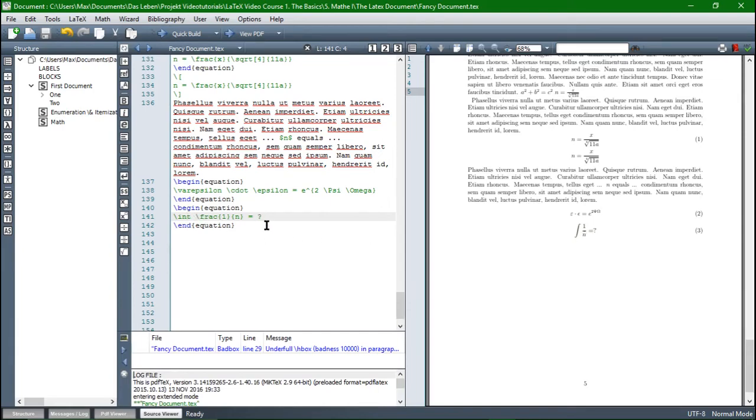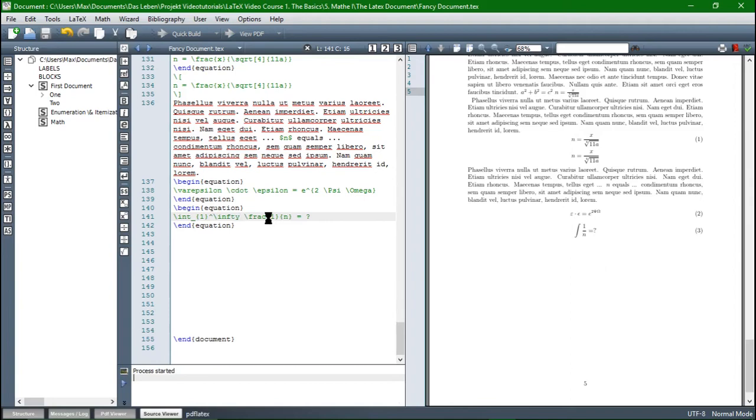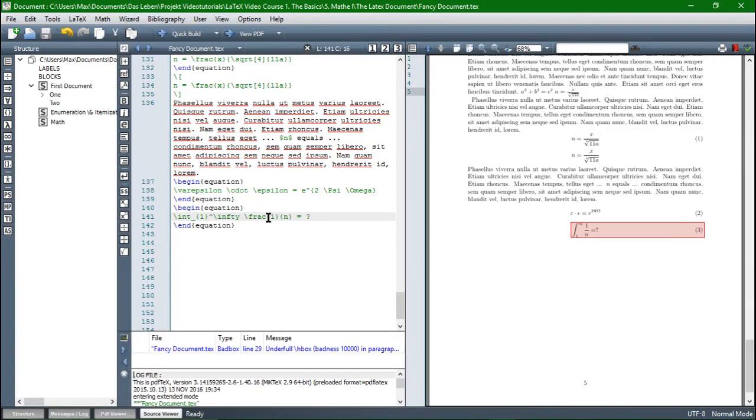Of course, you might want to add integration borders. This is also very easy. For the lower border, just an underscore, and then let's say 1. And for the upper border, just the same sign we used for an exponent, and then maybe up to infinity. This is a new command, just \infty. Here we are, and then we can compile, and here we integrate from 1 to infinity.